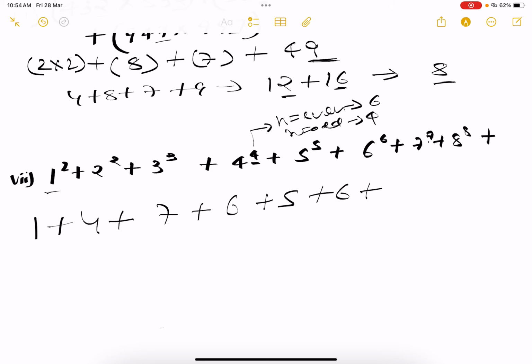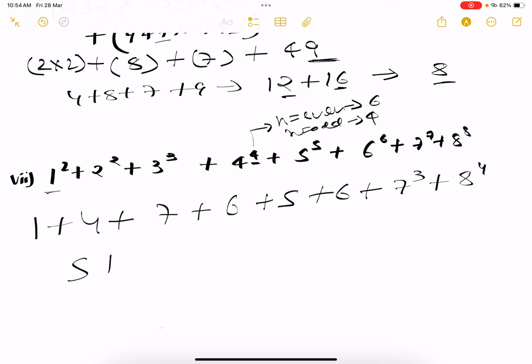Now it is 7 to the power 7. So what I do is I divide the 7 by 4. So what I get as remainder is 3. So I'll write 7 to the power 3. And for this 8 to the power 8, this 8 is completely divisible by 4, so the remainder is 0. So the power becomes 4.